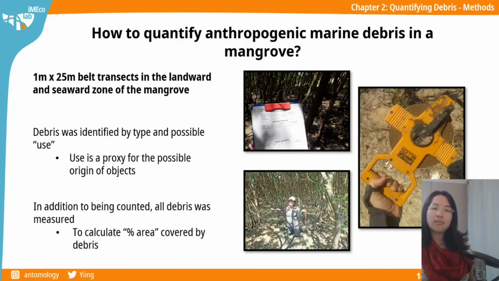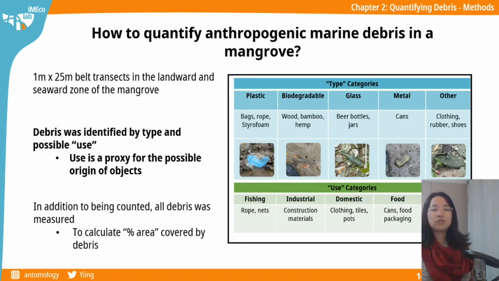In terms of quantifying debris, it was difficult because there are no standardized methods. So I designed this method based on a number of studies and my own trial and error to see what was most effective. I did belt transects at the landward and seaward zone of the mangrove, and I identified rubbish according to its type and use. Type is really self-explanatory. If it was a piece of plastic, it was plastic. And I also had a biodegradable category. Even though things might have an organic origin, they still take a long time to degrade, but I decided to put them under biodegradable, even though they would still have a significant impact.